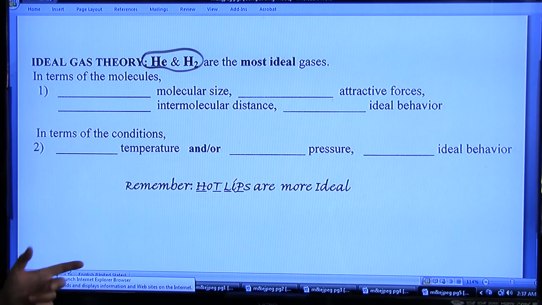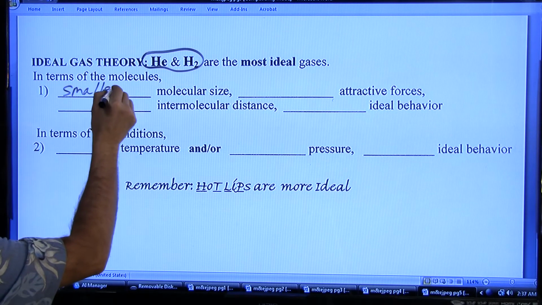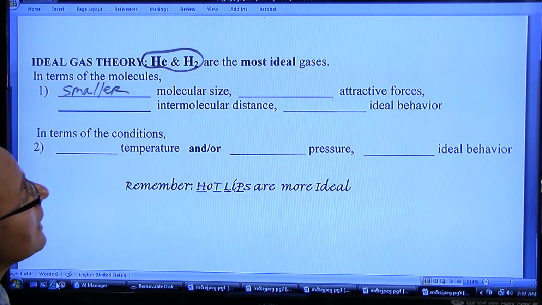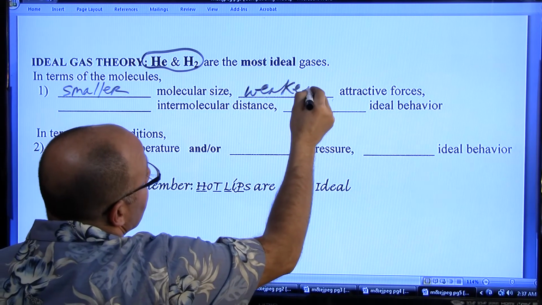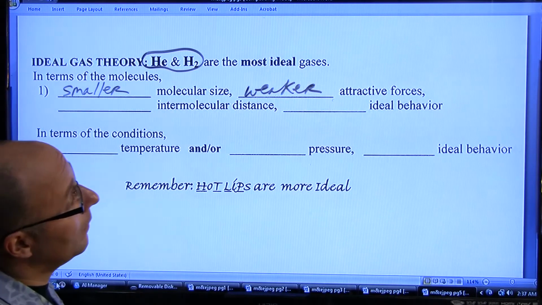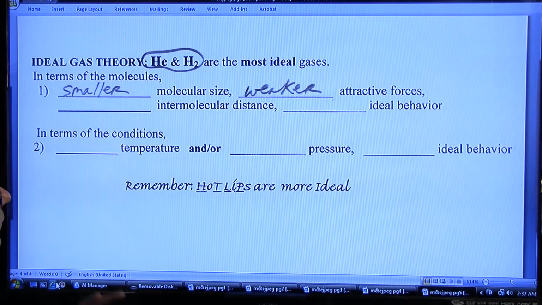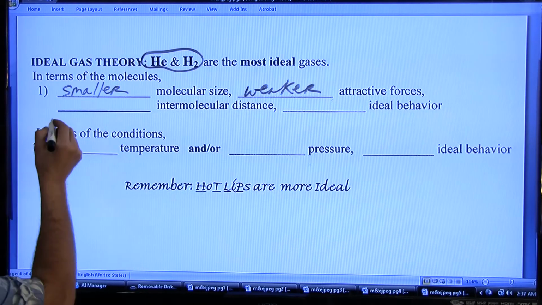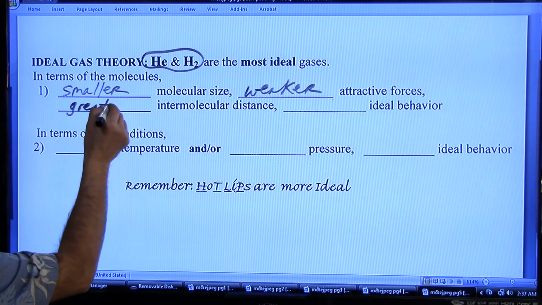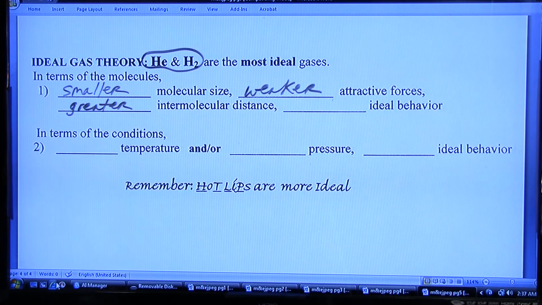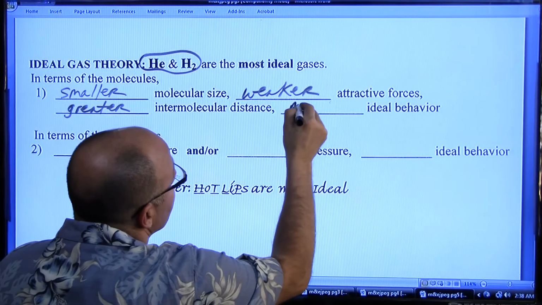So in terms of the molecules, the smaller the molecular size, it turns out the weaker the attractive forces between the molecules. And that's good if we want our substance to behave as a gas, because those molecules will be far away from each other. So we have a greater intermolecular distance. And that substance will act more like a gas than it does a liquid. Therefore, the more ideal the behavior.